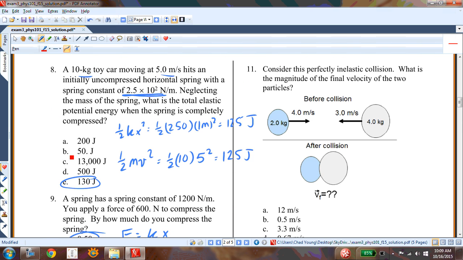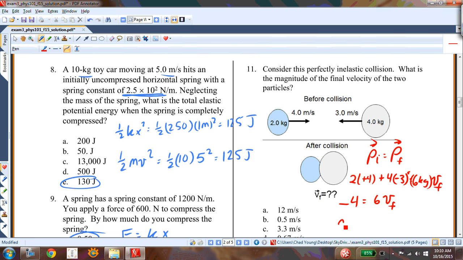Okay, here's a perfectly inelastic collision. I have before and after, Pi equals Pf. Pi is going to be 2 times positive 4 plus 4 times negative 3. That's going to equal the final, which is going to be 6 kilograms. I'll just add those two up because it's perfectly inelastic, times Vf. That's 8 minus 12, negative 4, 6 Vf.